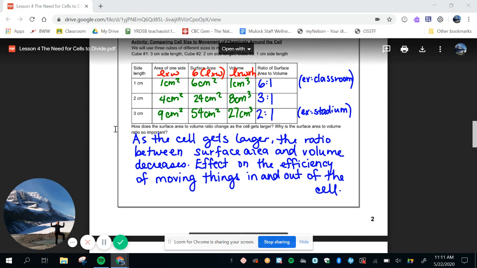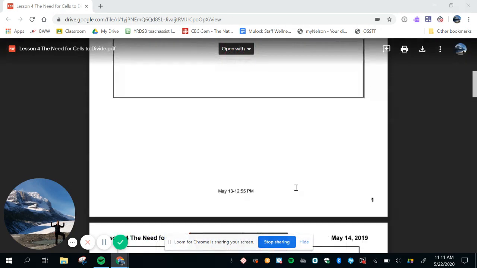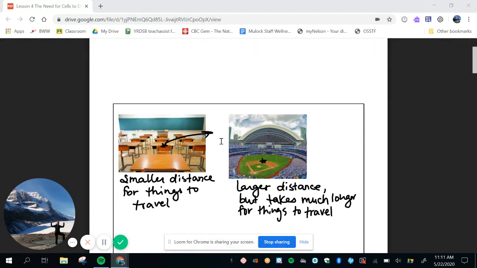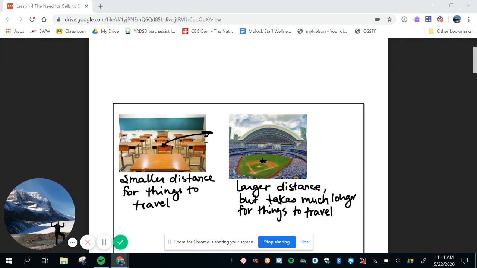And I want to just mention why I'm going over this is because of the ratio. Okay. This has a huge effect on efficiency when we're moving things in and out. So again, I'm going to return to my example up here, although we're really talking about cells. If someone is standing at the door of your classroom and wants to give you your lunch, okay, they only have a very small distance to get to you and you'll get your lunch and you're happy.